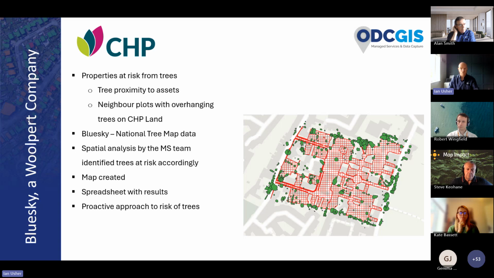So the managed service team conducted a spatial analysis that created two distinct layers which then went into their Esri system. The layers were trees within 20 metres of CHP assets, and trees overhanging CHP land registry boundaries, so they could see where the neighbouring trees were. In addition to the maps, they also received a detailed spreadsheet listing each asset at risk. The information allowed CHP to be proactive in managing the risk of trees falling or being uprooted due to extreme weather.